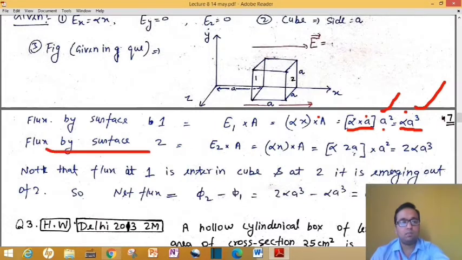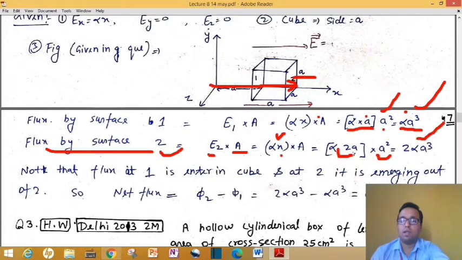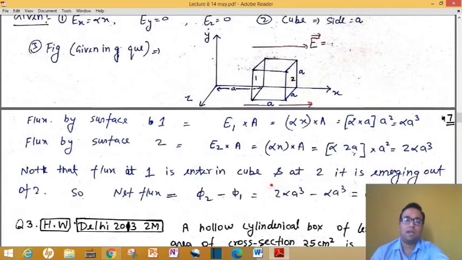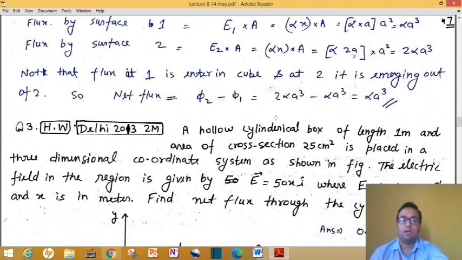Now how much flux will come out of surface 2? That will come out from this surface, that is E2 into area. E2 is how much? Alpha x, but x you will place this time, that will be 2A. So alpha into 2A into the face area, which is the same, A square, gives 2 alpha A cube. So our final answer will be 2 alpha A cube minus alpha A cube. So it will be alpha A cube in the outward direction.